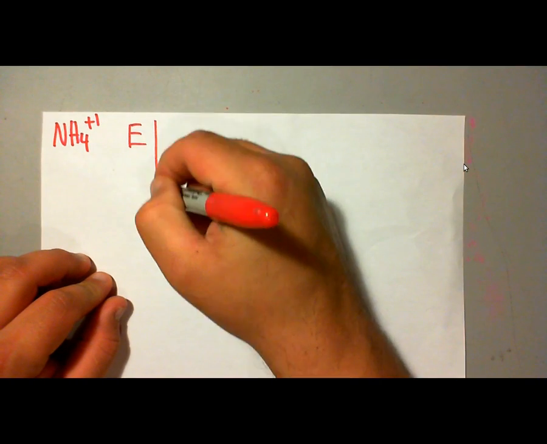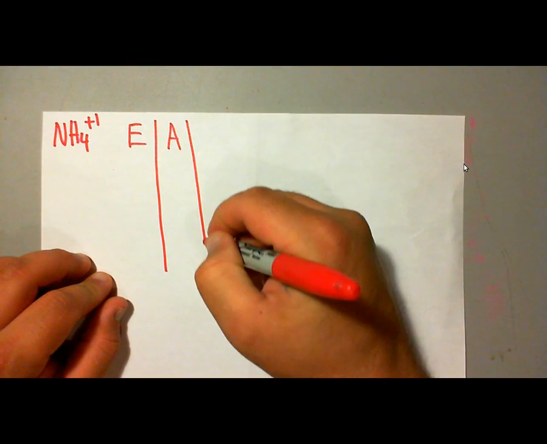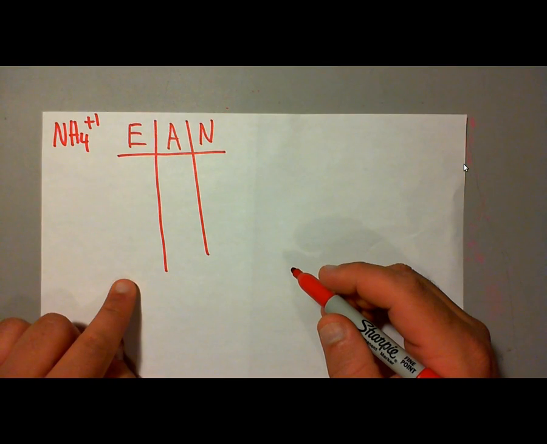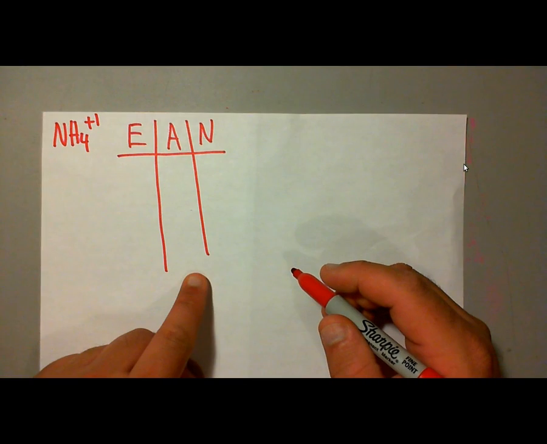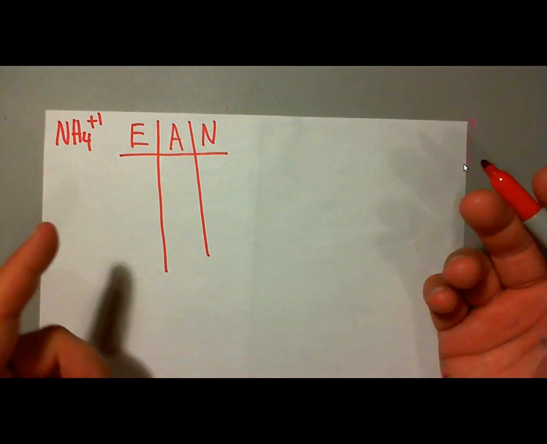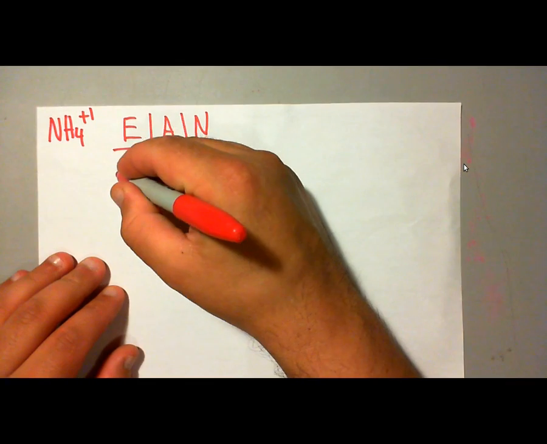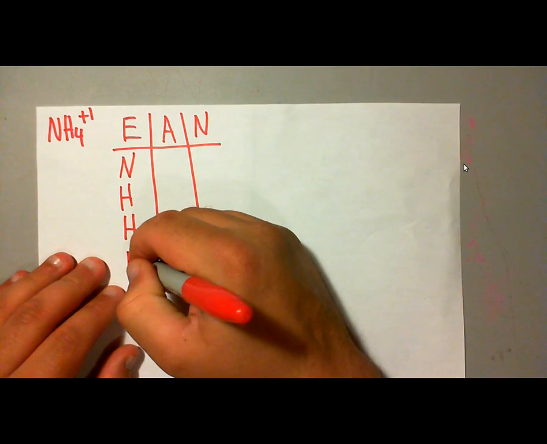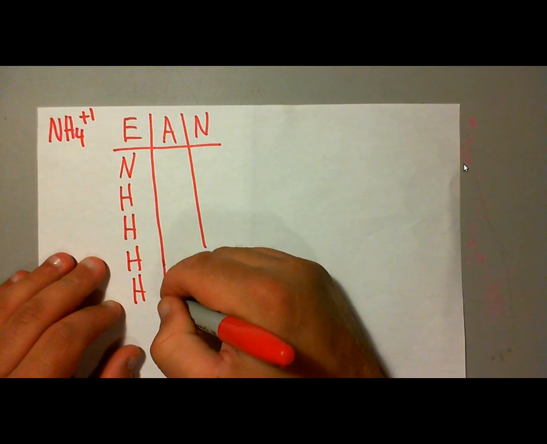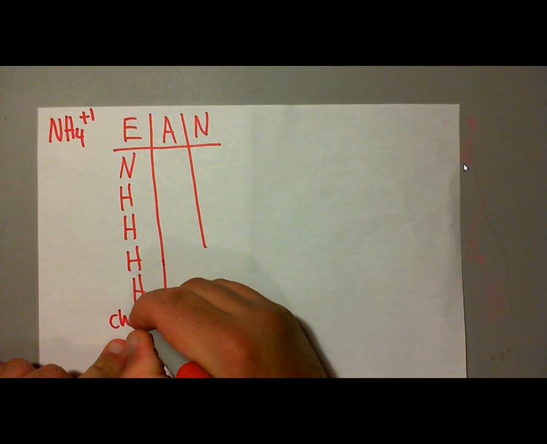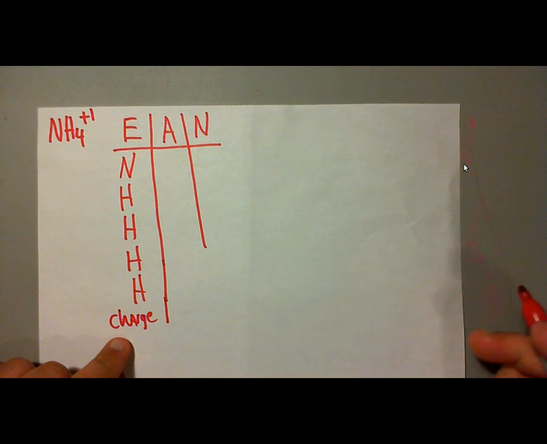E, A, and N. Now, E will be our elements. A will be our valence electron count, which means available electrons. N will be our need amount. Okay, so we've got elements nitrogen. We've got 4 hydrogens. Make sure you write down all 4. It's best practice if you do. On this last one, I'm going to write the word charge. This is just where I put it in my Ion chart.